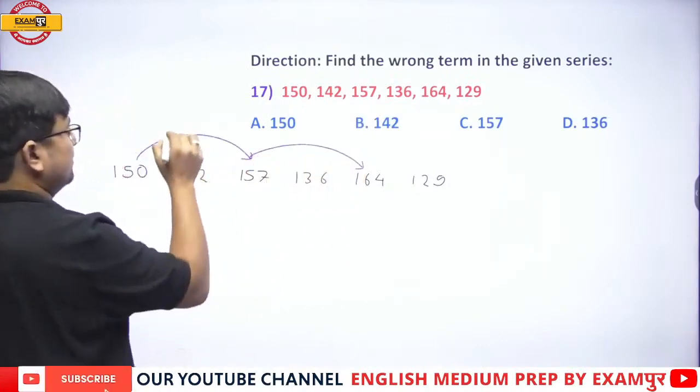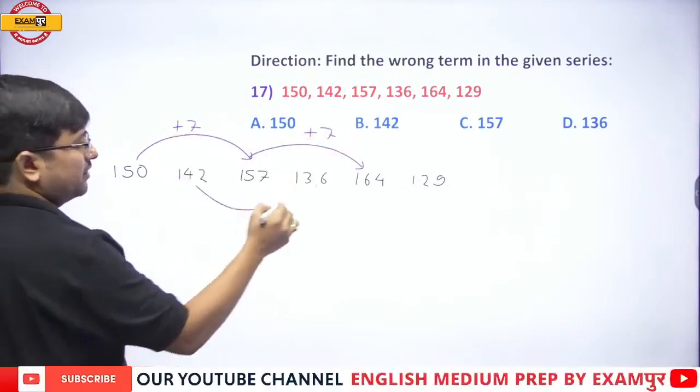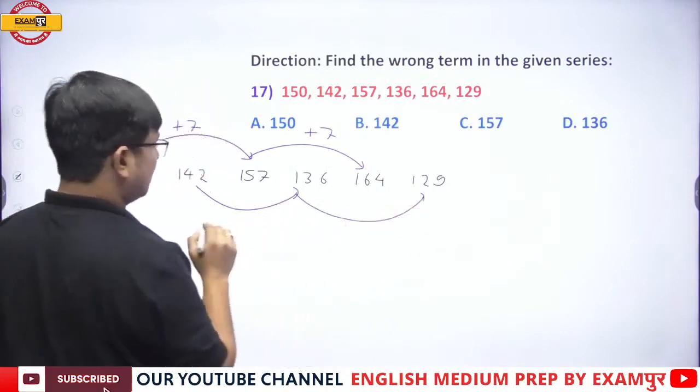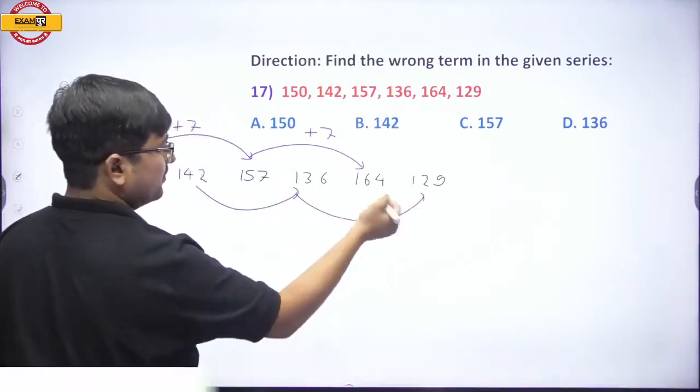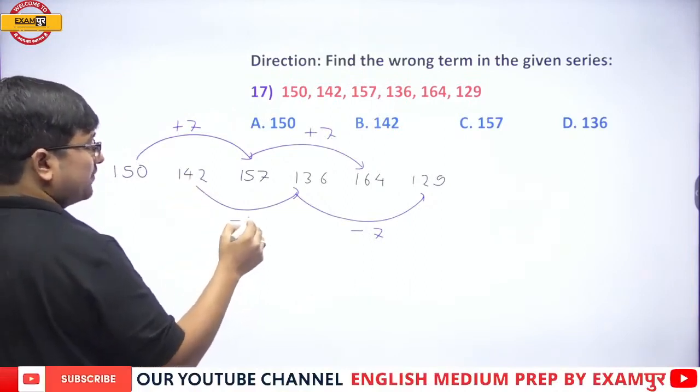You will realize something. What are you able to realize? Plus 7. And here, if you realize what is happening, minus 7 is happening. Here also minus 7 is happening. Here minus 7 is happening. No, minus 7 should happen.